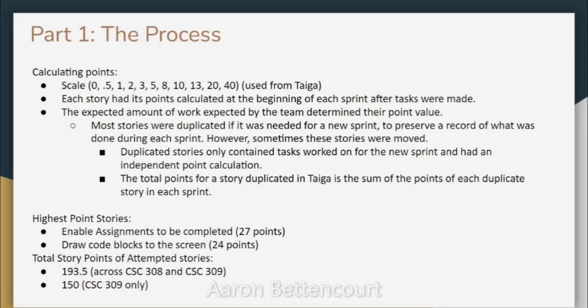And we estimated how many points on the scale it would be by creating all the tasks and all the stories first, and then looking at the tasks that compose each story and estimating in our head how much time we think it would take and how complex the task is. A combination of those 2 things would dictate how many points we assign it. The highest point stories were enable assignments to be completed at 27 points and draw code blocks to the screen at 24 points. And the total story points of attempted stories were 193.5.